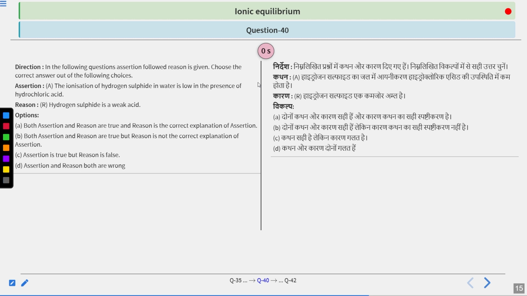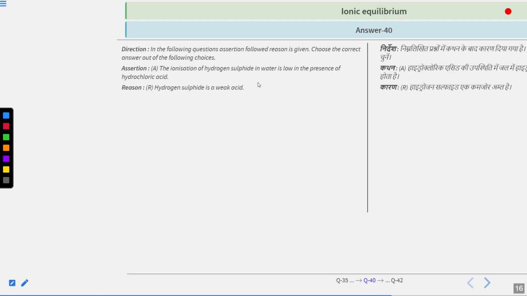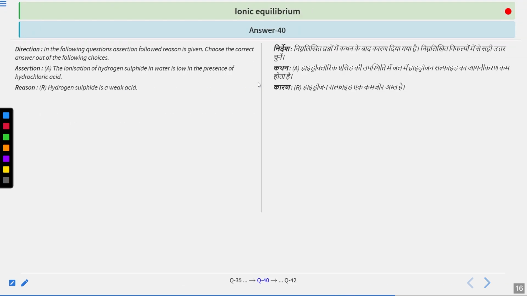The time is up for this question. So we are given a direction, and the direction is saying that you are given two statements. One is the statement and one is the explanation. You have to say whether the statement is true or not, and you also have to predict whether the reason given for it is true or not.